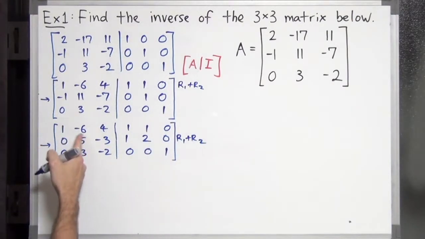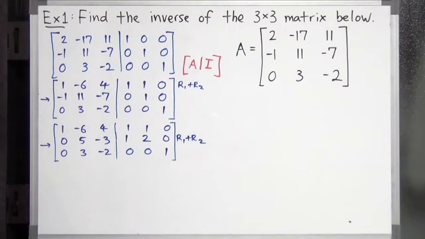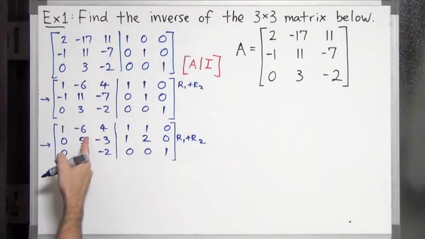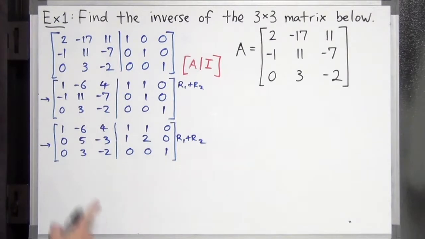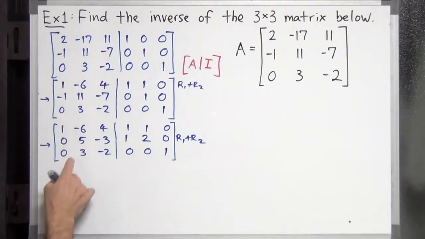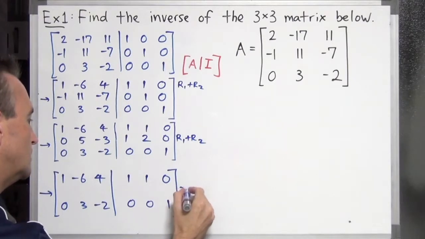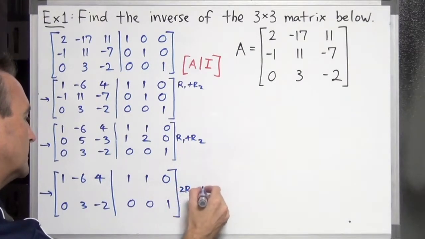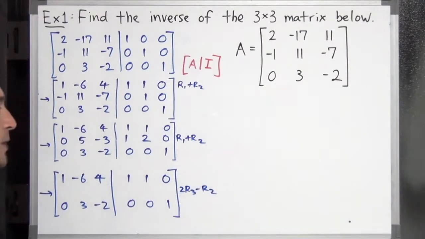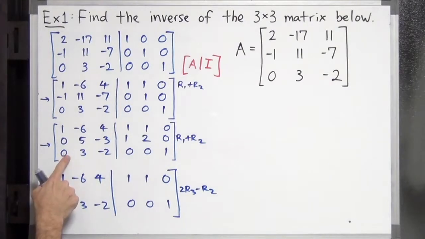We now need a leading one here in the second row. But we want to avoid fractions, so how can I use multiples of 5 and 3 to end up with a 1? I know. Let's double the third row and subtract the second row. So the first row and third row are not going to change. Let's write them first. Alright, so let's do this. We're going to double this and subtract this. So 2r3 minus r2. This way we'll avoid fractions.